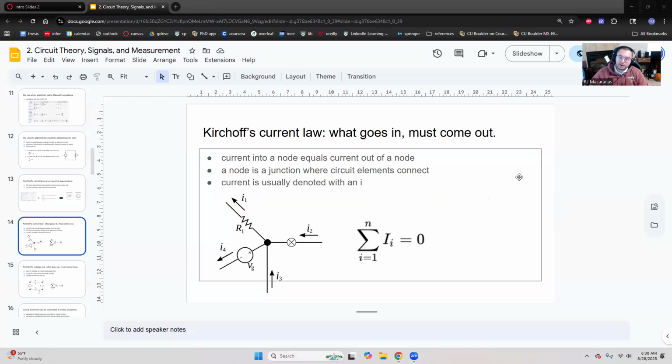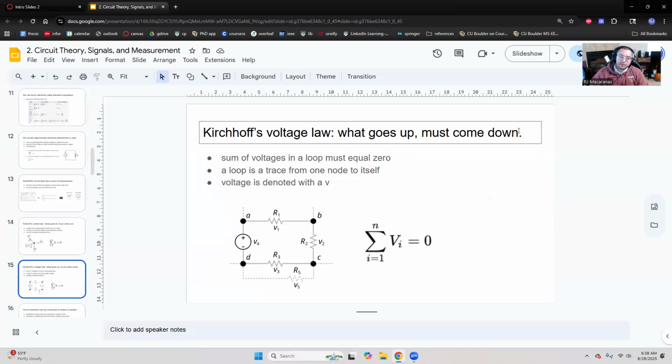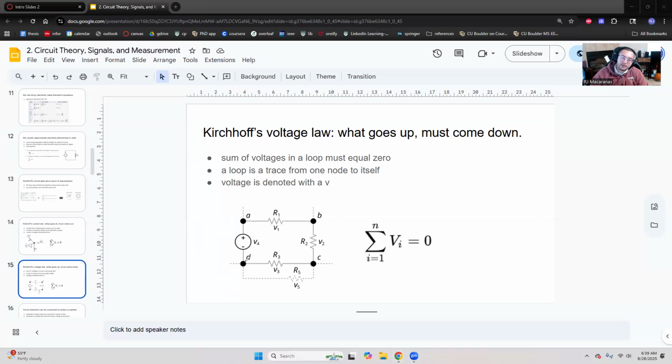All right, so moving along, Kirchhoff's voltage law, what goes up must come down. And so here I've got an example of a voltage source with voltage V4, right? And so if I walk from node D to A, I've gone up by a voltage of V4. And typically when we think of resistors, we think of the voltage going down, just because it's absorbing power.